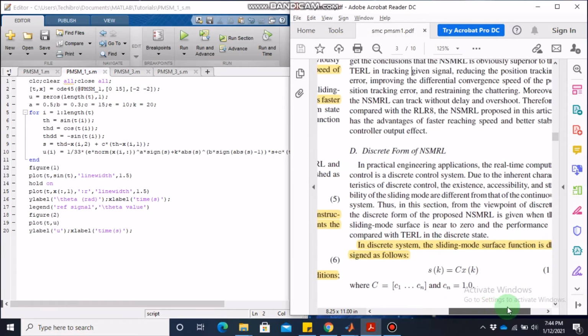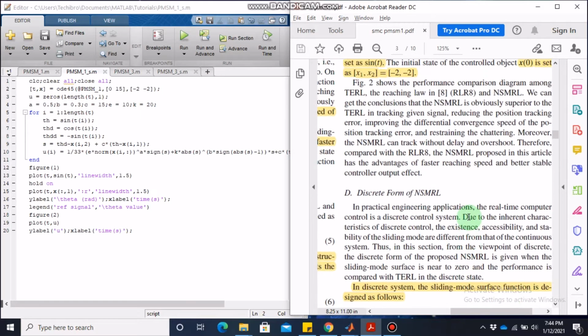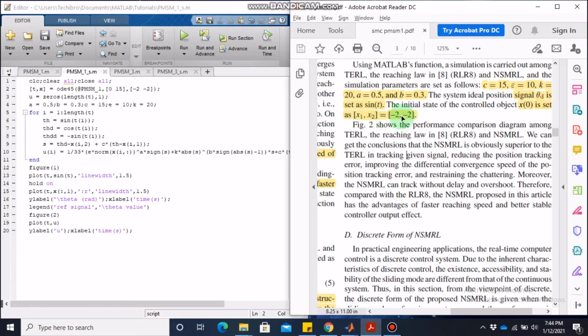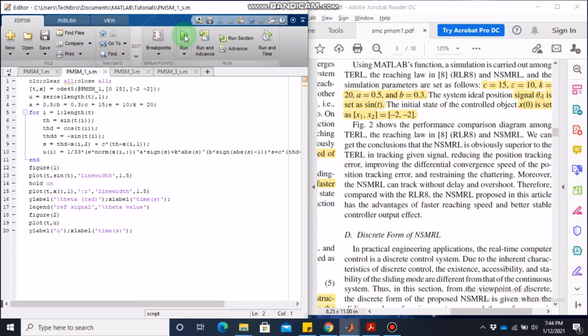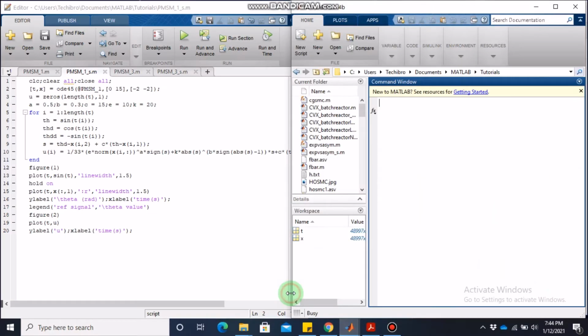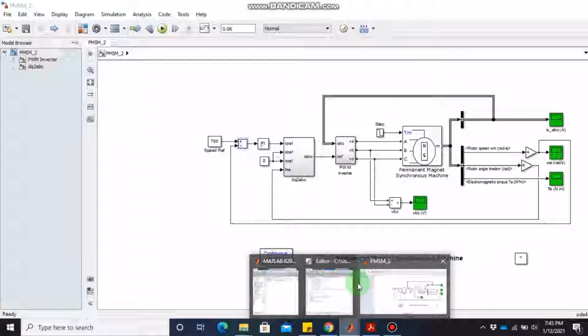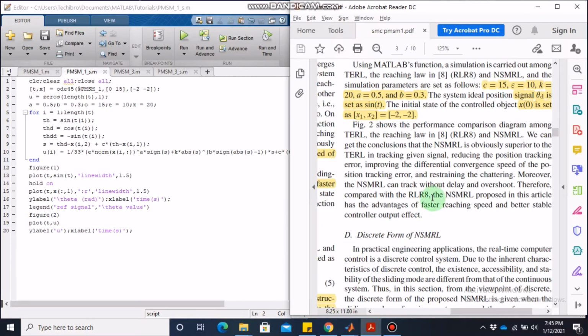So if you look at here, the initial condition is -2 and -2, and you can then calculate the control input here and plot it. So if you run this file and we wait for it to compile, let's see how it's doing. It's still busy. It's a little bit complicated process. So meanwhile we can go back to the paper here. Okay, the results are here.